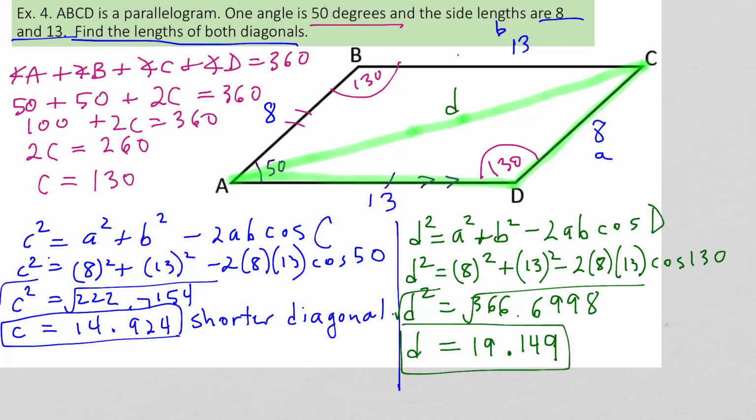So at least it is bigger, so we were pretty sure this longer diagonal had to be a bigger number, so that works. And here's my shorter diagonal. All right, so those are our answers that we were looking for.